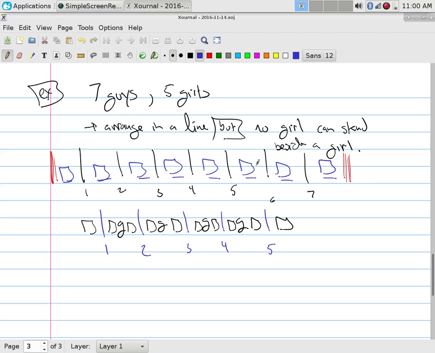Now I have a process. Like for the first one, what would you do? Arrange your guys. How many ways can you do that? Seven factorial, right? Then I'm going to arrange my girls, just the girls. I'm going to make the girls line up, and that's five factorial. And then I'm going to figure out where to put them. But putting them in places is what? I've got to figure out which five boxes I want to put them in.